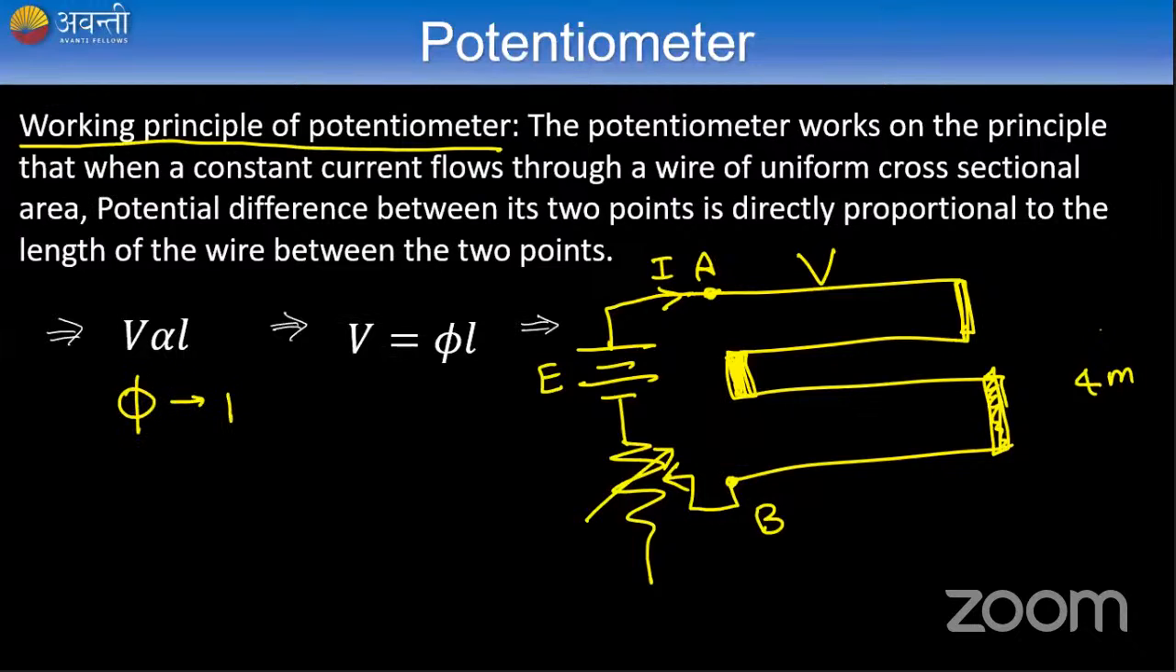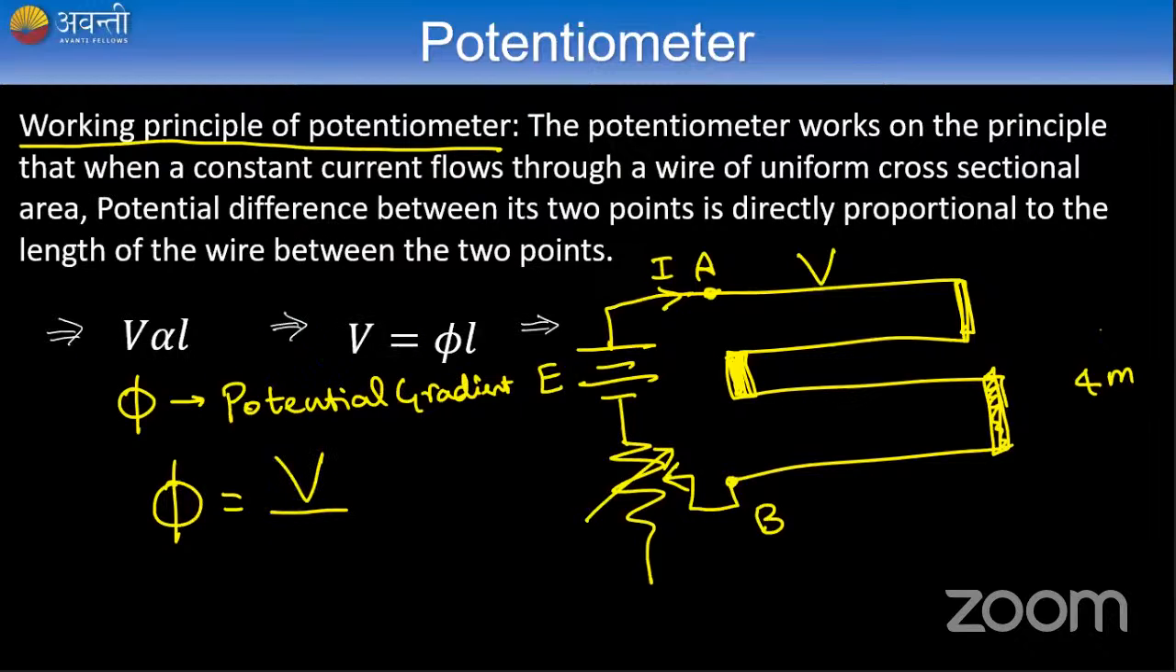Phi is called the potential gradient. Now what is potential gradient? Guys, I hope this is known to you. Do you know what is a potential gradient? Yes. Super. So potential gradient is given by phi. Using this equation, I can write phi as V upon L, or this can also be written as dV upon dr.